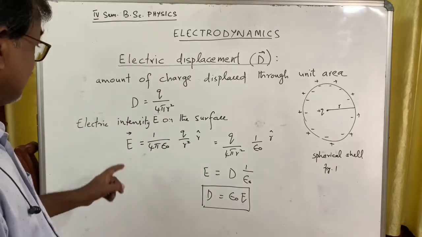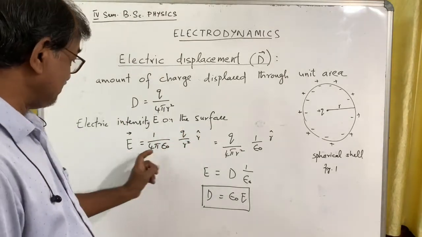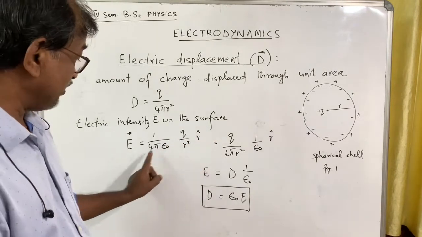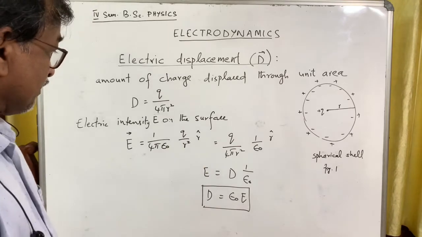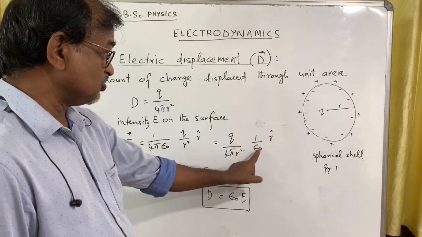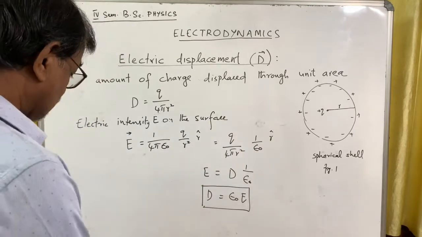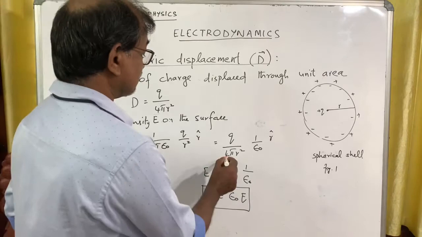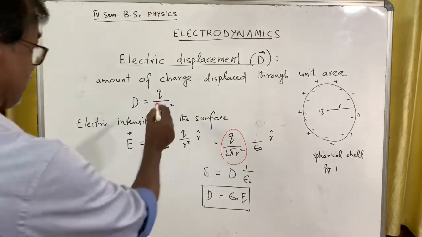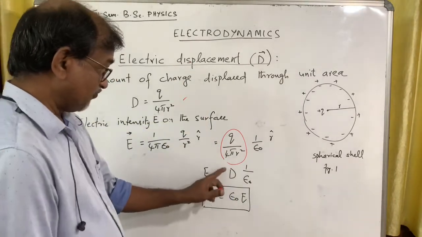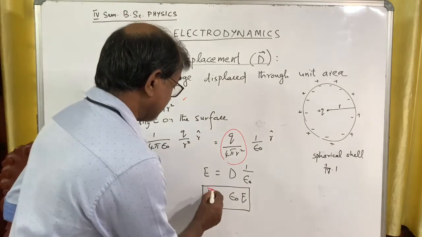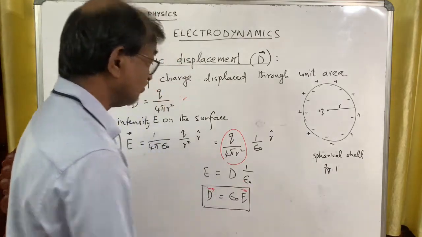And the electric intensity E on the surface, E equals 1 by 4 pi epsilon 0 Q by r square into unit vector r, that we have studied in the previous chapter. So this can be rearranged as Q by 4 pi r square into 1 by epsilon 0 into unit vector r. What is this Q by 4 pi r square? Q by 4 pi r square is D. So substituting for Q by 4 pi r square as D, this equation becomes vector D equals epsilon 0 E.